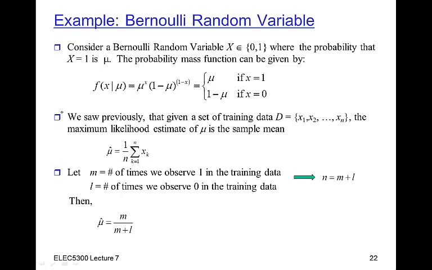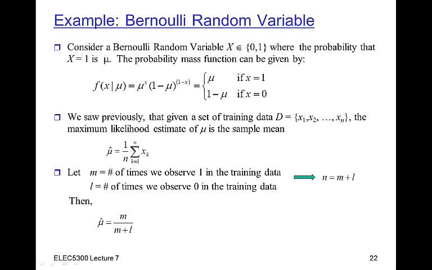So previously, we saw that given a set of training data, D equal to x1 through xn, the maximum likelihood estimate of mu is the sample mean. Now, remember, things can be either 1 or 0, so we can count the number of 1s and the number of 0s. We can call those m and l, and of course m plus l is the entire set of times we have flipped the coin, or the entire size of the data set. That's n. And so the maximum likelihood estimate is just m, the number of heads, divided by the number of heads plus the number of tails.